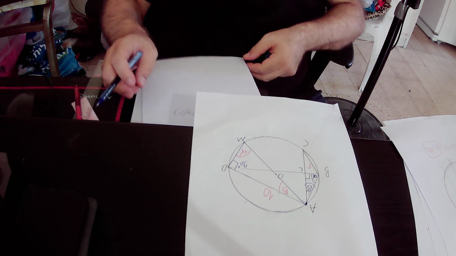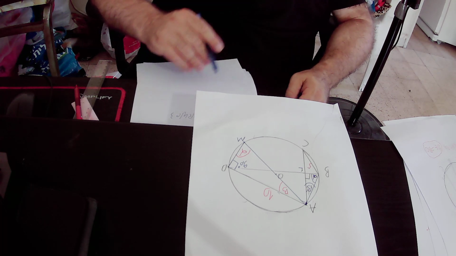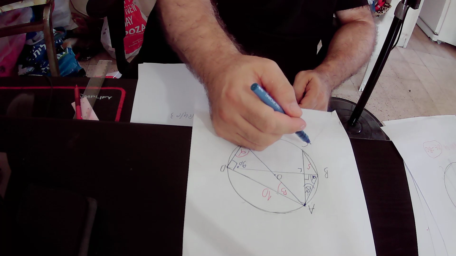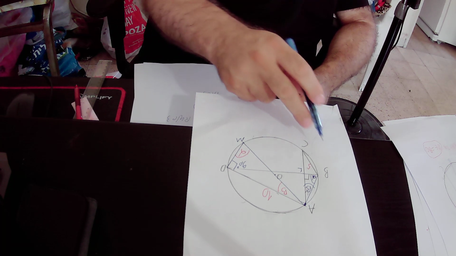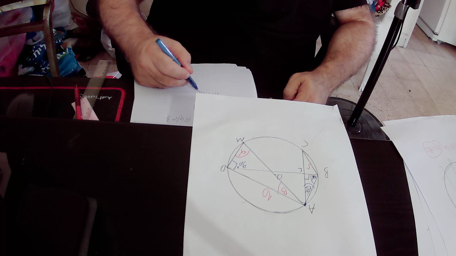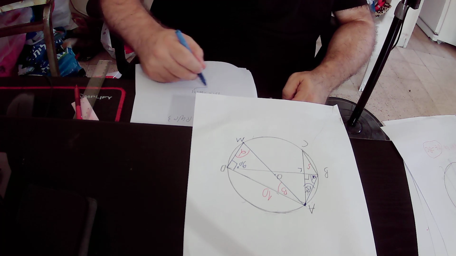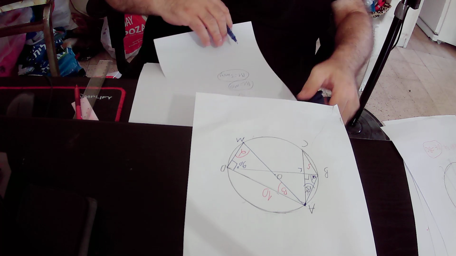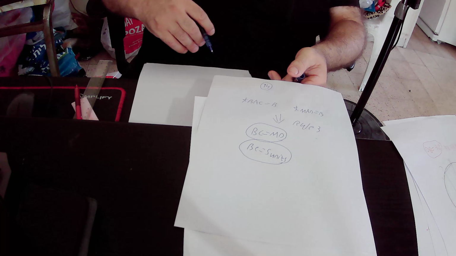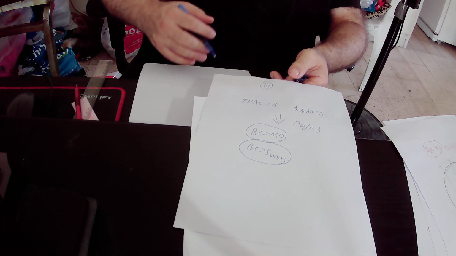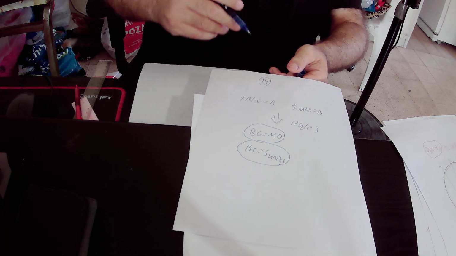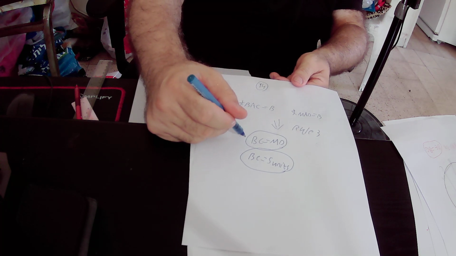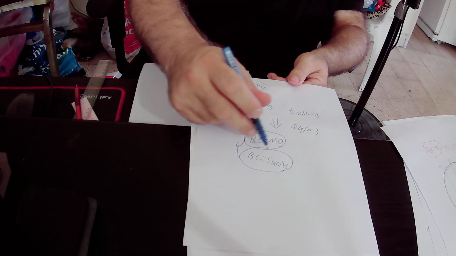Okay, but we know that BC equals 5 units. It is given to us in the question. Okay, we know from the question that chord BC equals 5 units. So we can deduce from it that MD also equals 5 units.